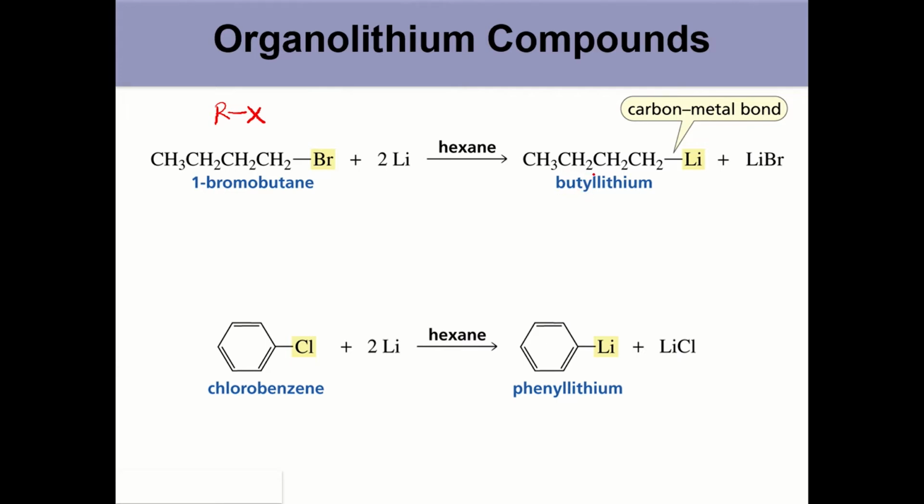You have the organo part first, the organic component named first, and then the metal. So you can see this is a butyl group. You see 4 carbon atoms. So this is butyl lithium. And this one, you can see it is chlorobenzene. You get phenyl lithium.